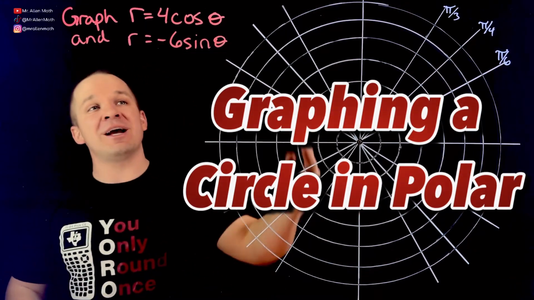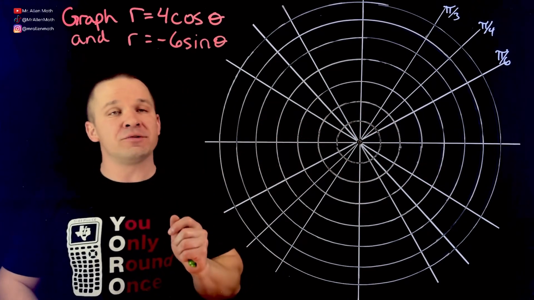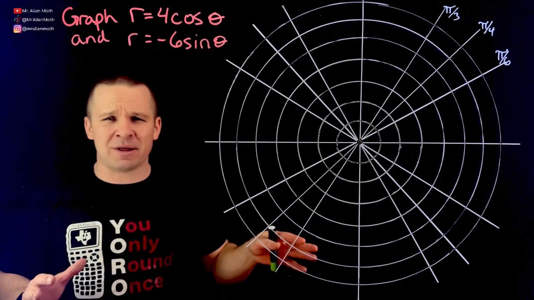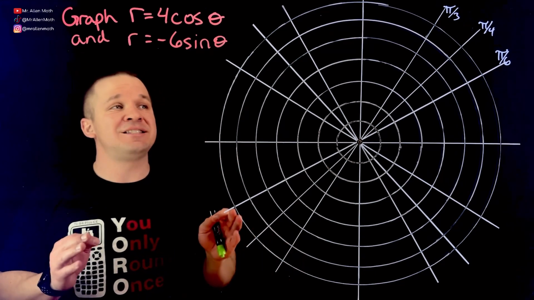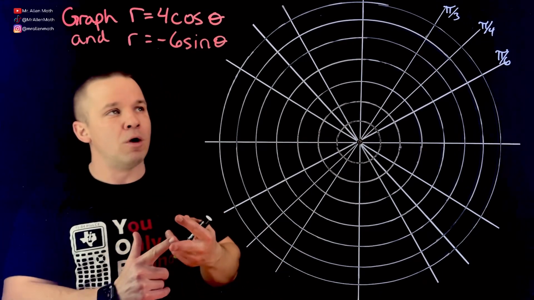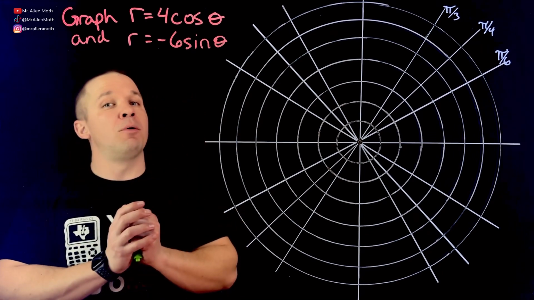For this video, we got two different equations that we're going to graph on the same grid here. We got r equals 4 cosine theta and r equals -3 sine theta. First step I like to do when I'm graphing in polar is identify what type of graph it is that I'm working with. Is it a cardioid, limaçon, rose, circle, whatever? For these two, they are both circles.